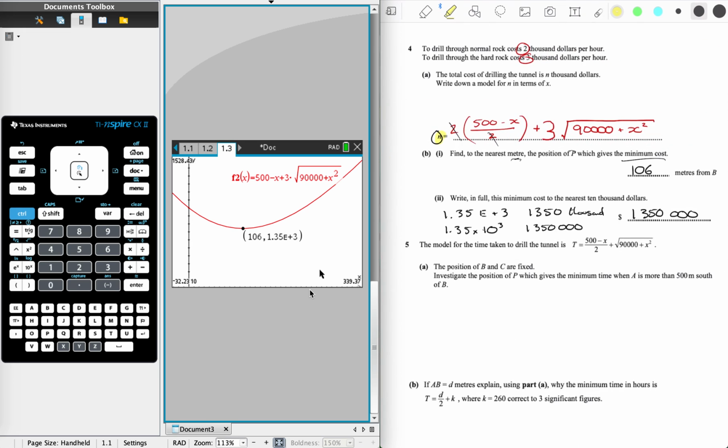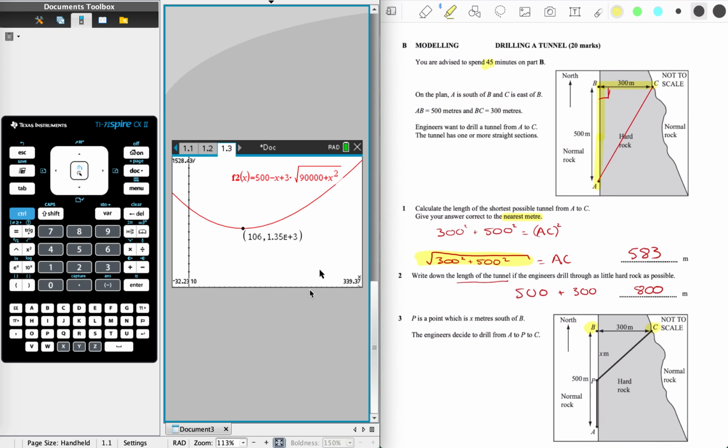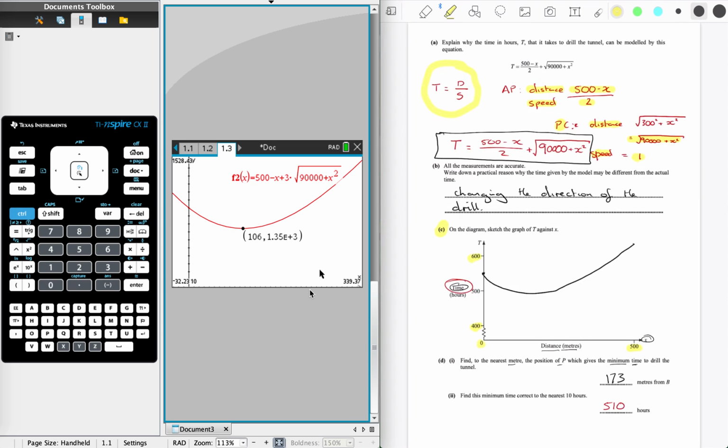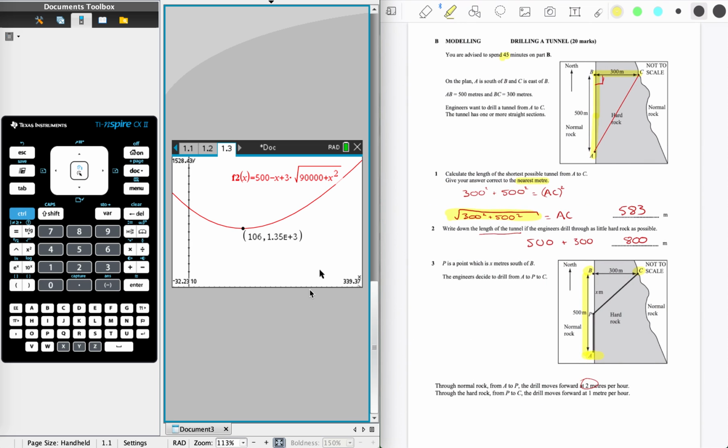Investigate the position of P, which gives a minimum time when A is more than 500 meters south of B. Okay. That kind of makes sense. So this A is going to move down, and it's asking me what happens to the point P. So if this A moved down, the question is what happens to P.